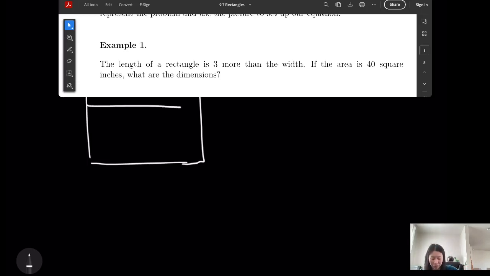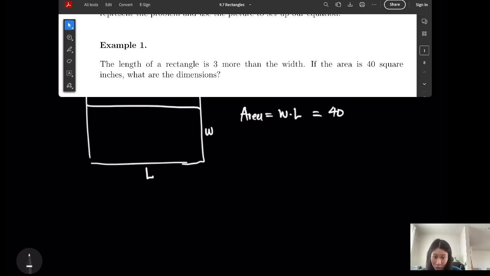geometry problems. So now we have a rectangle and we don't know the width and the length, but we know that the area is equal to the width times the length, which is equal to 40 square inches. Now, how do we find the dimension?